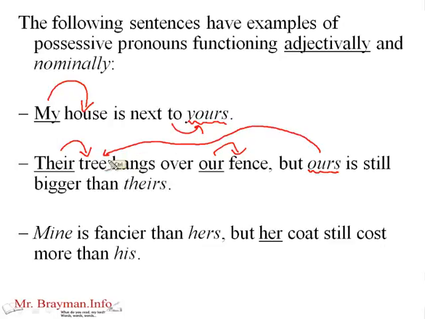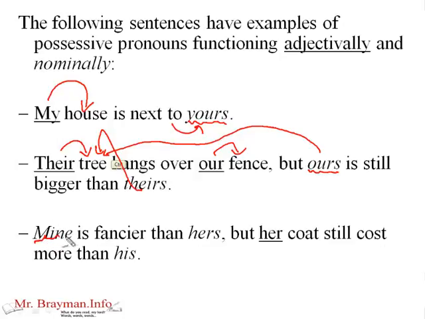When I'm looking at pronouns, I always find it very helpful to draw lots of arrows. See, ours refers back to tree, almost like a personal pronoun. And same thing here, theirs refers to their tree as well. Okay, so it's also functioning nominally, right?